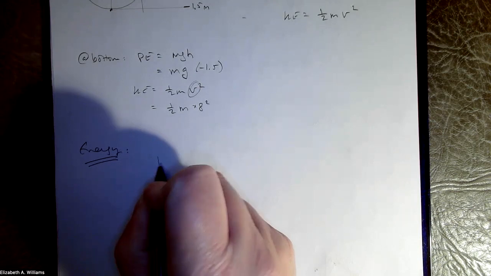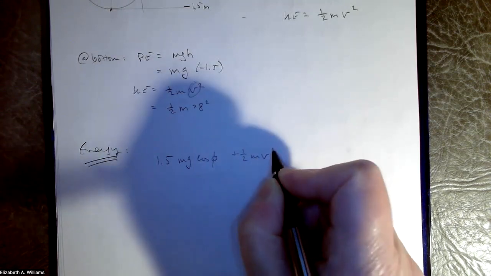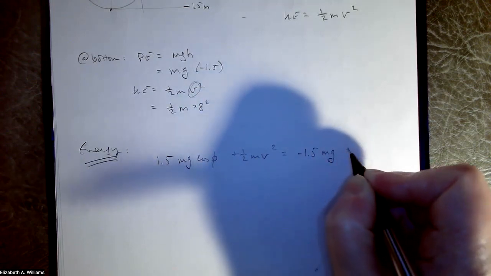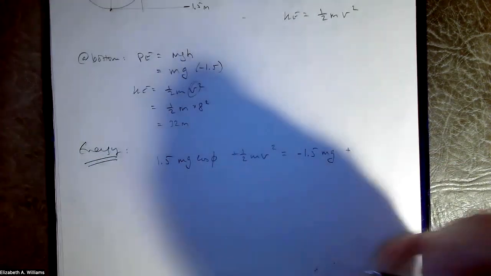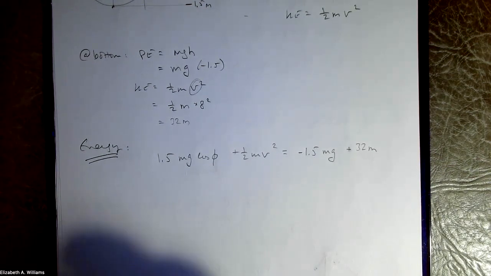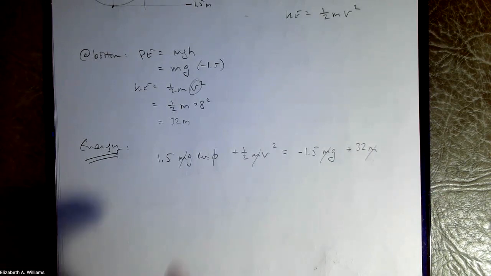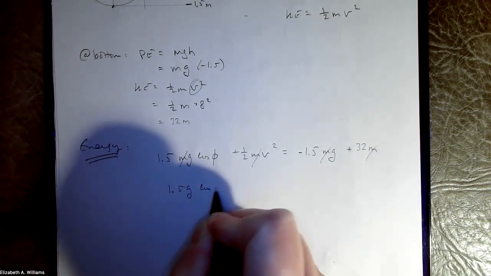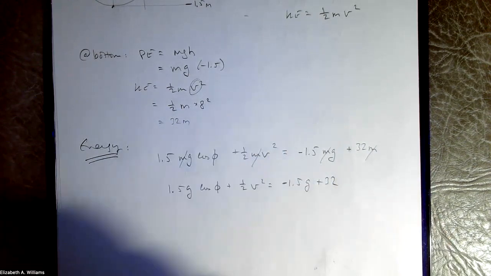At the point we care about, we've got 1.5 mg cosine phi plus 1/2 m, the velocity we care about squared, equals minus 1.5 mg plus 1/2 of 64, which is 32, plus 32 m. And hey, the m's are going to drop out. Way useful. Let's tidy this up: 1.5 g cosine phi plus 1/2 v squared equals minus 1.5 g plus 32. That's just a number.